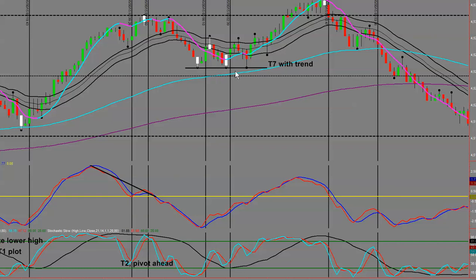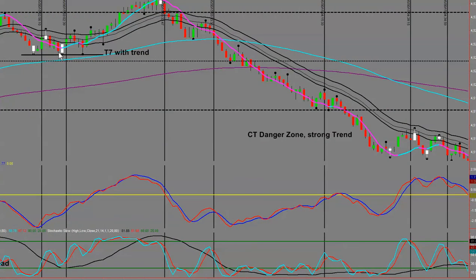Now we're still on the same day of trading, traders, so you can see how much price action and how many trades you can actually get in that time period. So moving along there, we then had a lovely T7 with the trend. We then had a pivot bounce here.